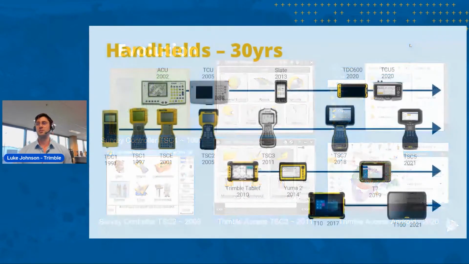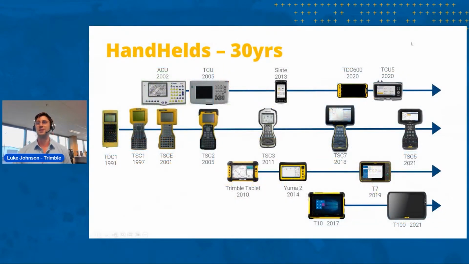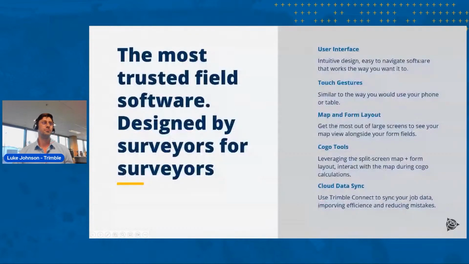I really like this slide just to show the evolution of how things have changed over history. Here you can see some of the early data collectors or survey controllers we used, all the way through to what we are running now. We've got the TSC5, the TSC7, as well as some other platforms. So Trimble Access is, again, designed by surveyors for surveyors, and that's what really makes it a trusted field software.